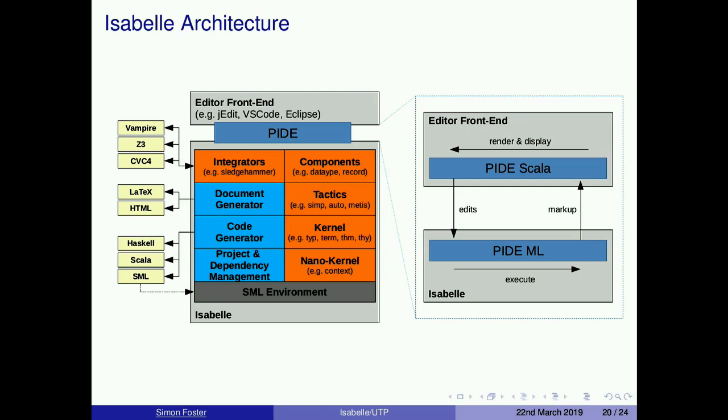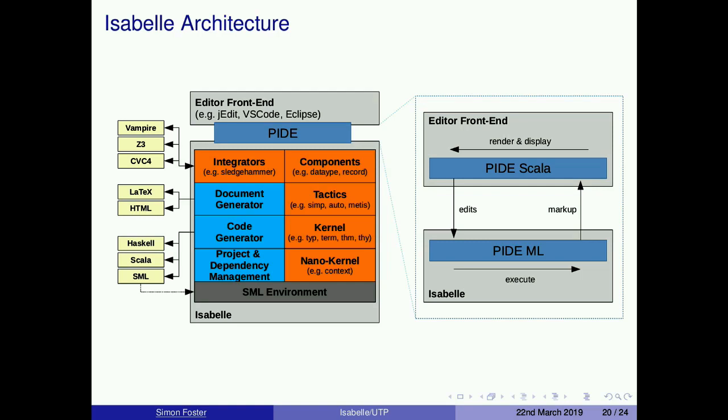And within Isabelle itself, there's a variety of different facilities. I'm not going to go through all of these, but you can describe new commands. So you can describe things like data types, records. You've got proof tactics, simp, auto. You've got first-order theorem provers in there. And you have a proof kernel that gives you things like types and terms, theorems and theories, which Burkhart made use of. And as well, you have integrators.